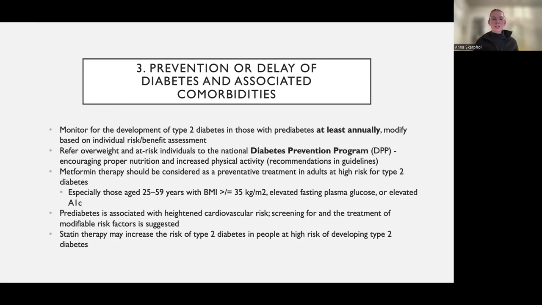Another thing, as you guys know, prediabetes is associated with a high cardiovascular risk, so it's also important to screen for modifiable risk factors there as well. But something that was kind of interesting that I pulled out of the guidelines and I actually didn't know before putting together this presentation was that statin therapy actually has the potential to increase the risk for type 2 diabetes in people who are already at high risk of developing it. And that's just kind of because of the medication's mechanism of action. And so it's an important risk-benefit assessment and conversation to have with a patient when starting them on that for cardiovascular prevention.